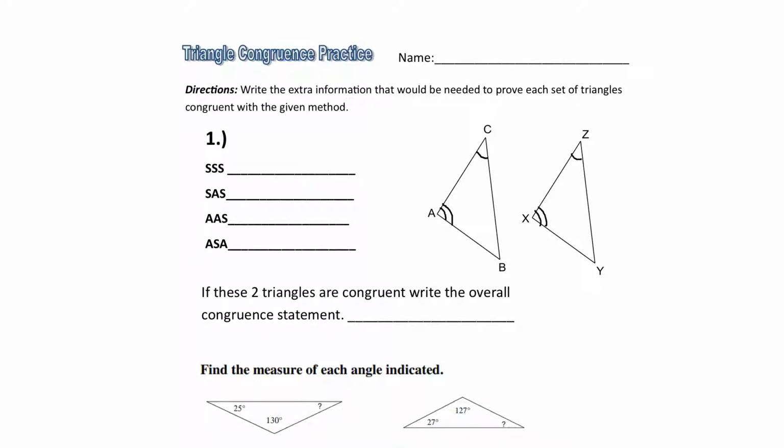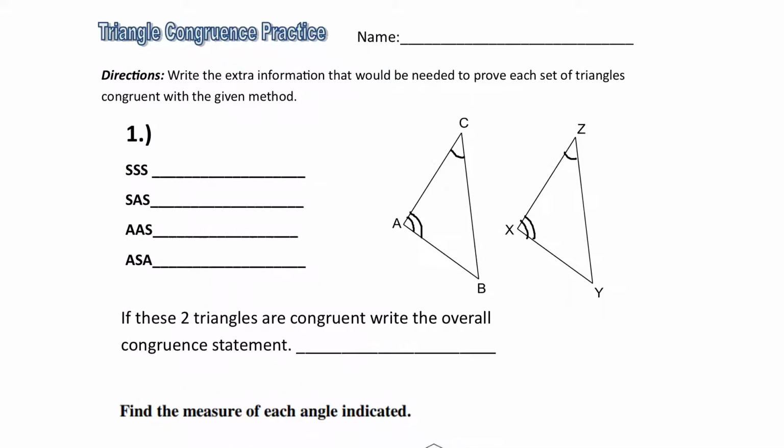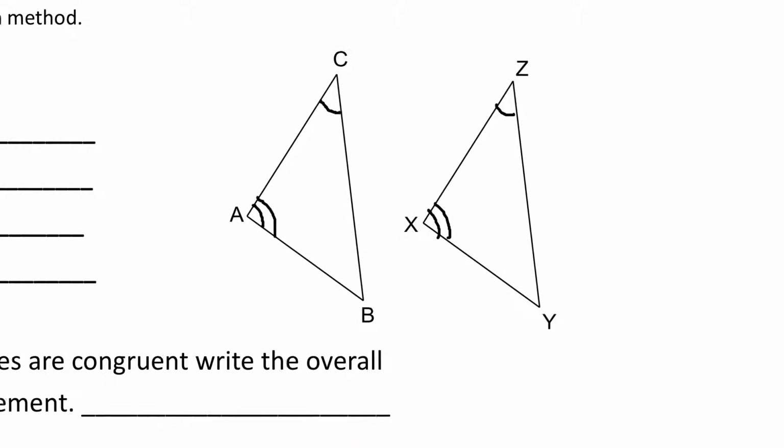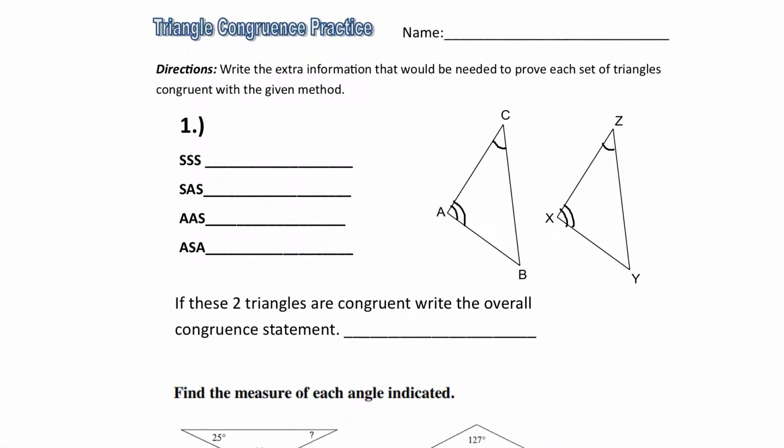Okay, so on number one, well, this first group right here. All right, so on the first one, for SSS, do I have enough information on these triangles right here? Nope. In fact, I need a lot of information, right? There's a lot of stuff I need to know.